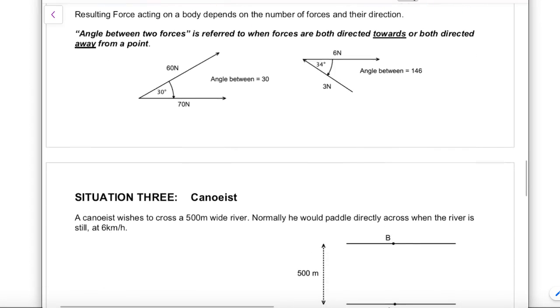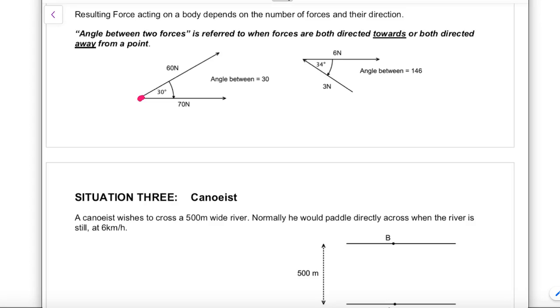So the resulting force acting on a body depends on a number of forces and their direction. When they talk about the angle between two forces, that's referred to when the forces are both directed towards or both directed away from a point. So here's two examples where I've got two forces directing away and the angle in between them is 30.